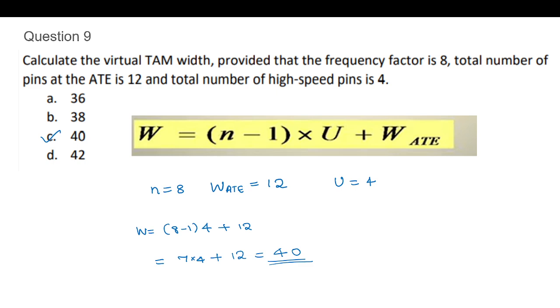Any doubts? So, got it. There are a total of 40. W is 40.